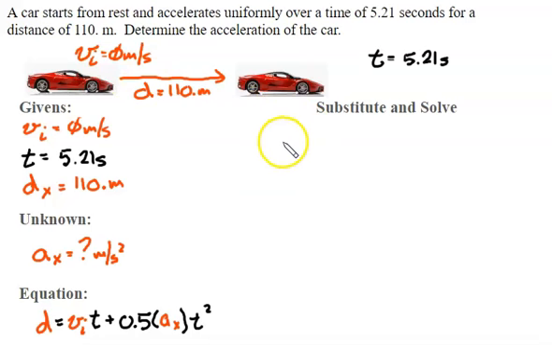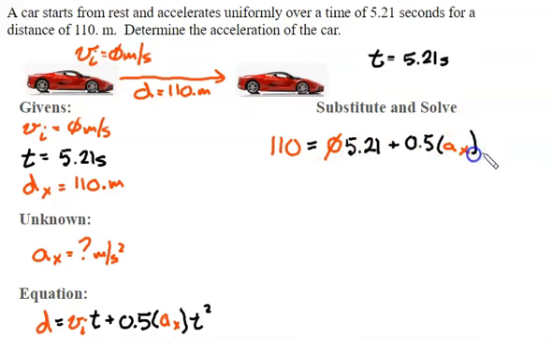So I do know what displacement is. That's 110, and that equals velocity initial is 0, and the time is 5.21 seconds, plus 0.5 times the acceleration, which is the thing we're looking for, times time squared. Well, let's see. So this blows up because any number times 0 is 0.